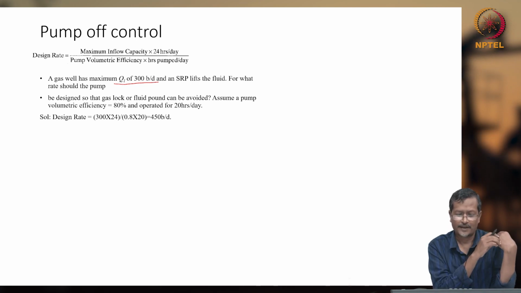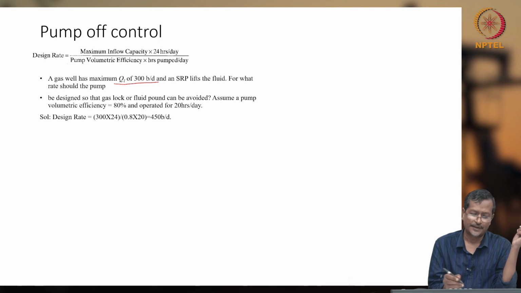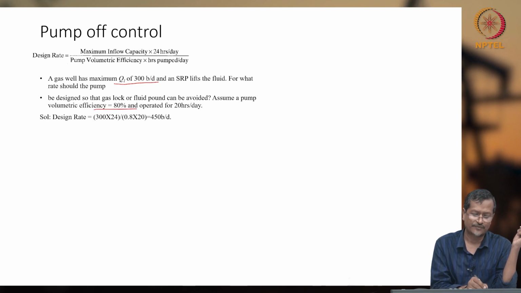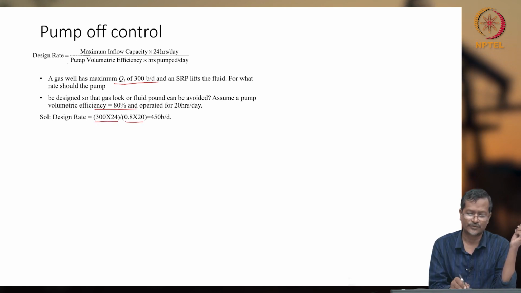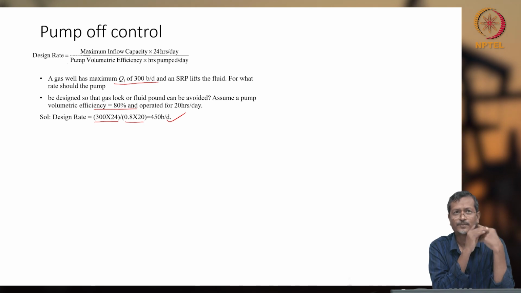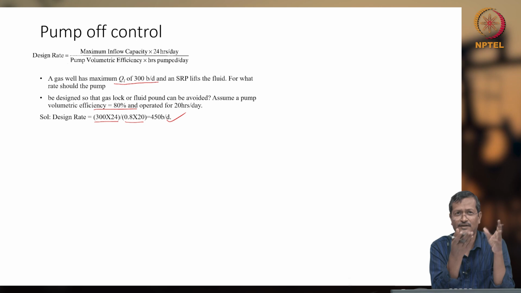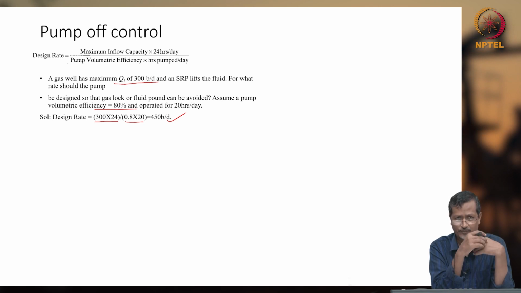Okay, and for the SRP, it is being used for what rate the pump should work. So volumetric efficiency 80%. So design flow rate is 324 into 0.822, so 450 barrel per day. Okay. So if you are running for 20 hours, then things will be okay. But if you want to run for 24 hours to get more production, finally it will not give you more production, or that will create a problem.